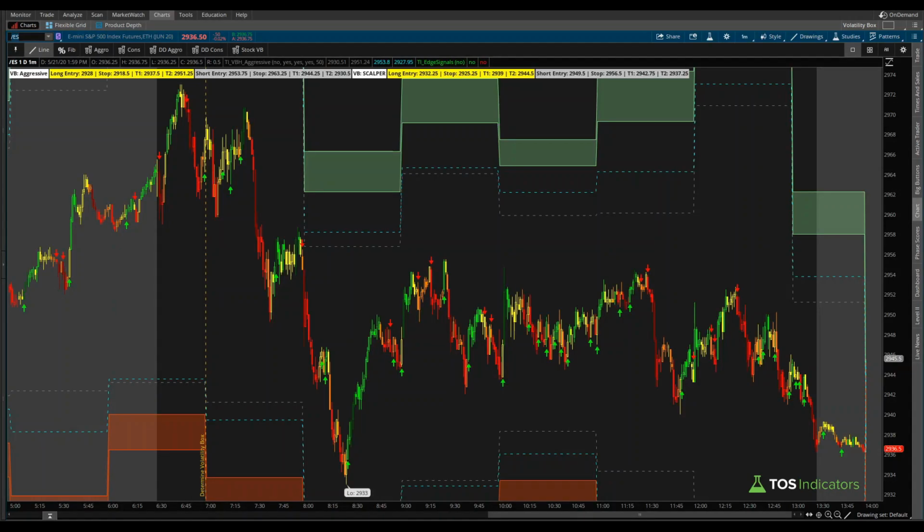Good afternoon, everyone. In today's video, I'd like to talk about our new Scalper Volatility Box models, which are going to be coming out for all Futures Volatility Box members starting this Sunday in a beta format.